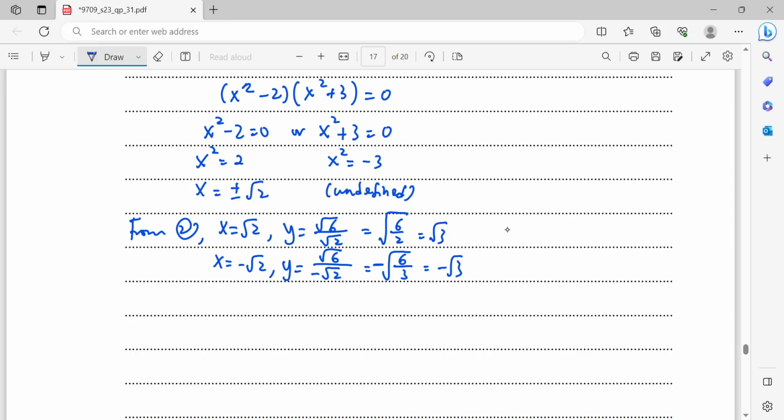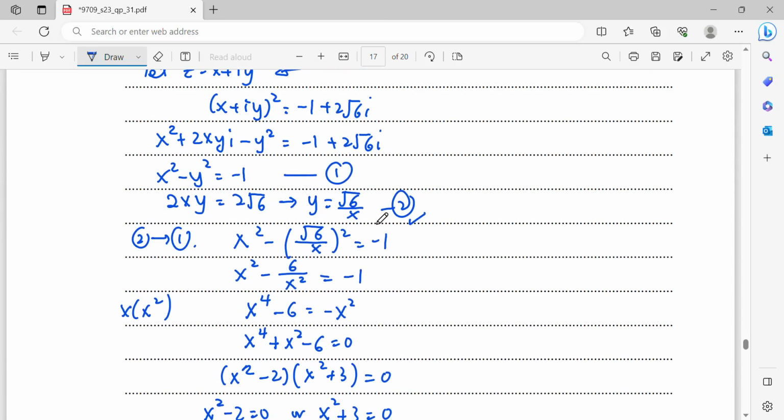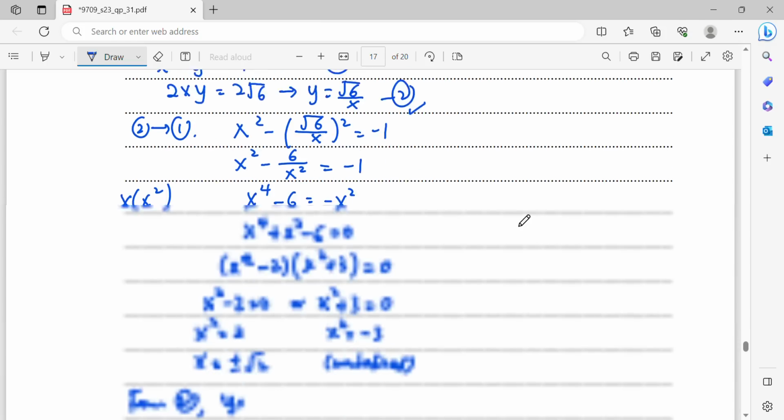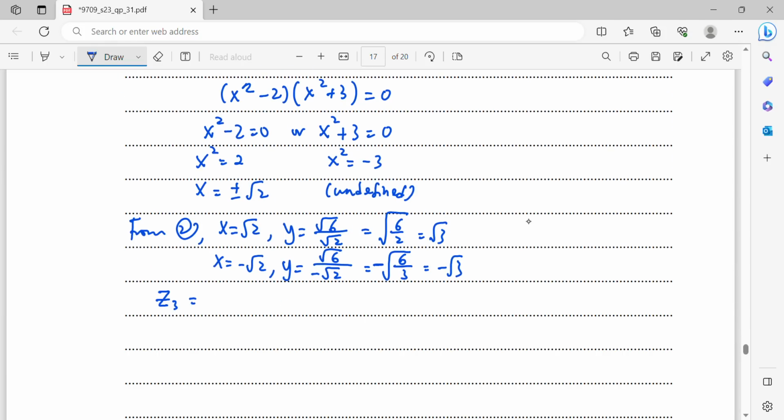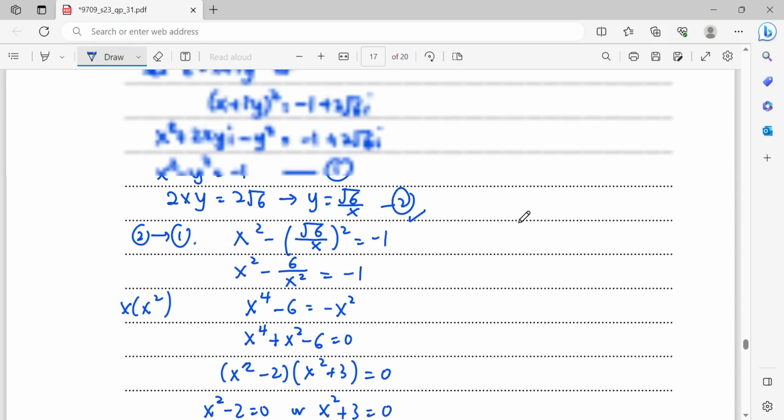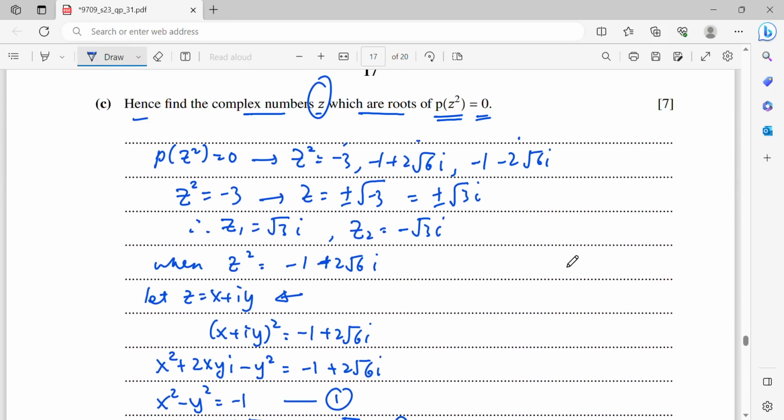Alright, so now from here, I will get my z3. Look at the definition, I defined z as x plus iy. So now my z3 is square root 2 plus square root 3i. Then my z4 is going to be negative root 2 minus root 3i. Okay, so I found 4 roots at this moment. I still have 2 more roots, when z squared is minus 1 minus 2 root 6i.